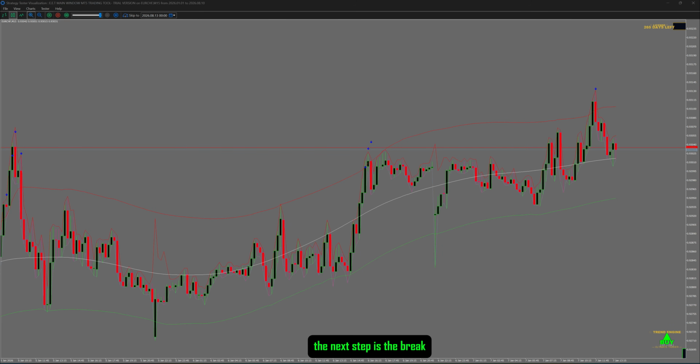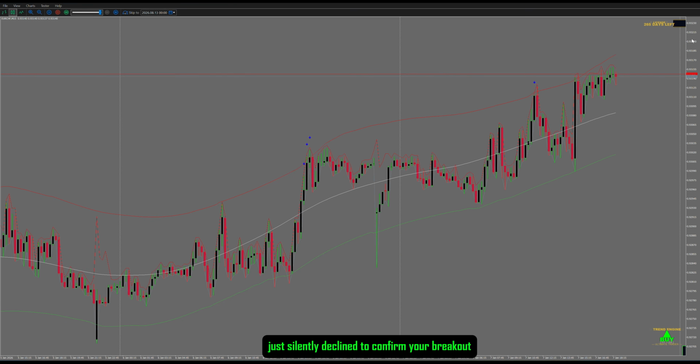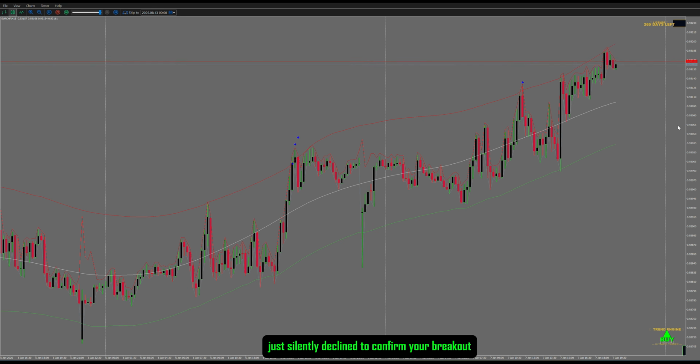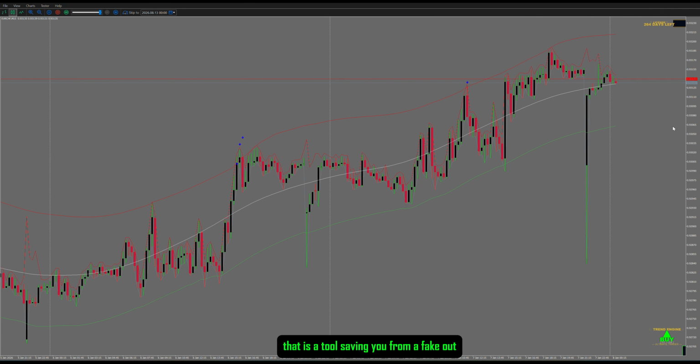The next step is the break. So price breaks your level and now you are asking which candle broke it. If it's a candle with a long wick through your level that closes back inside the band, no arrow. The close outside band engine measures bodies. A wick doesn't qualify. The tool just silently declined to confirm your breakout. That is the tool saving you from a fake out.